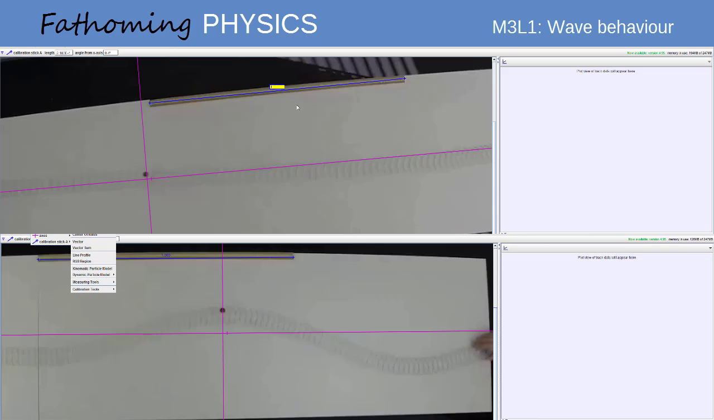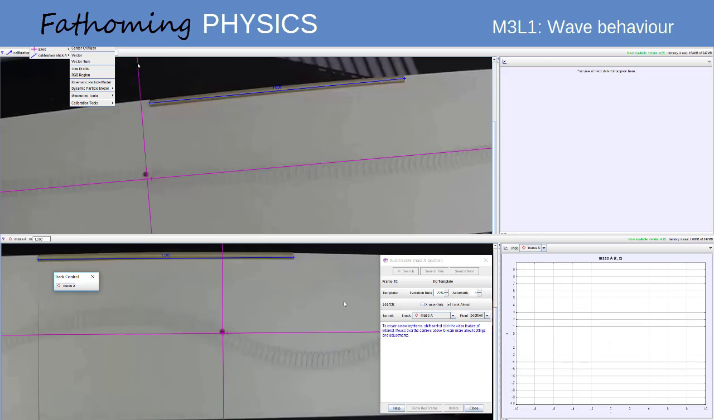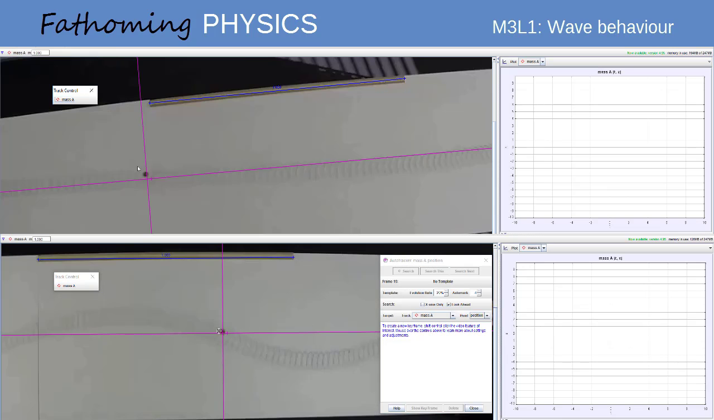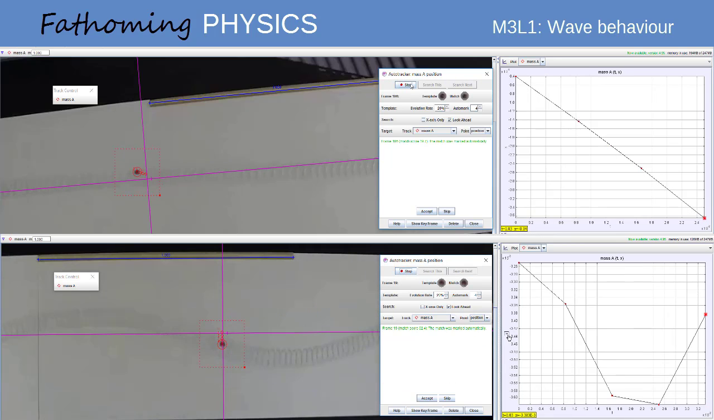We then use the Auto Tracker feature of the software to automatically mark the position of the red ball to produce a graph of vertical position versus time for the transverse wave at the bottom, and a graph of horizontal distance versus time for the longitudinal wave at the top of the video.